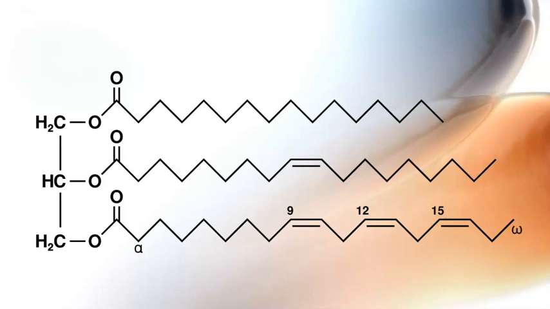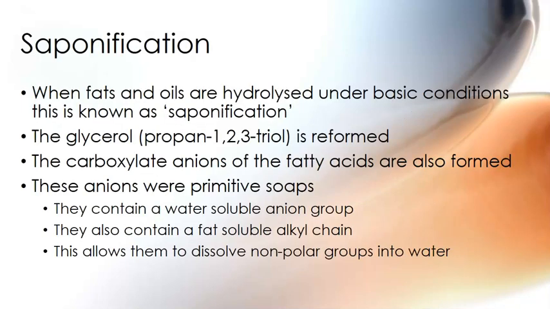Okay, so you might have been intrigued at the title of this video, Fats, Oils and Soap. How does soap fit into this? Well, soap is formed through the base hydrolysis of fats and oils. So when you take a fat or an oil, so a triglyceride, and you hydrolyze it under basic conditions, so that's with sodium hydroxide or potassium hydroxide, then you get two products, or multiple products, I suppose.